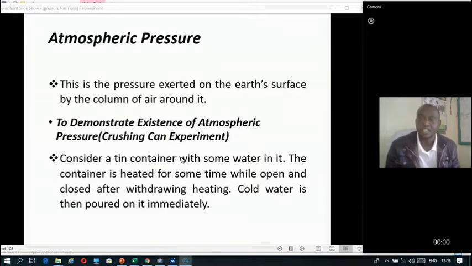Now, atmospheric pressure. This is the pressure exerted on the Earth's surface by the column of air around it. We are surrounded by air. There is a lot of weight of air above us, and therefore it is like somebody who is in water. When you are deep down in water, there is a lot of water above you, and therefore you experience pressure with respect to how deep you are. So we are on the earth, which is full of air column, and therefore we experience atmospheric pressure.